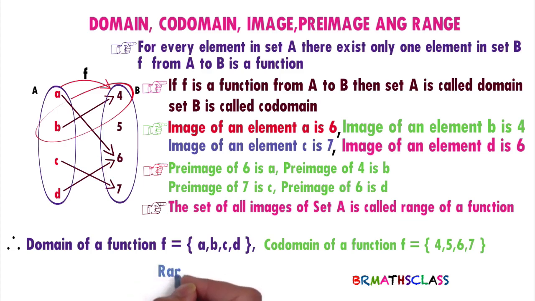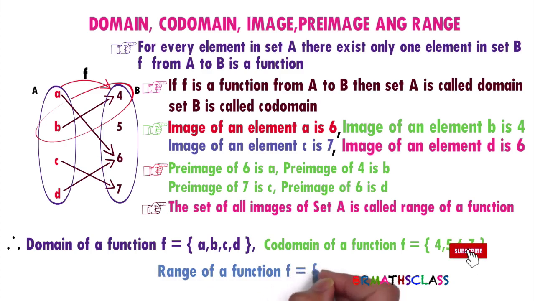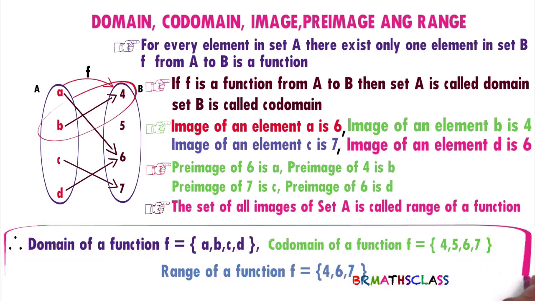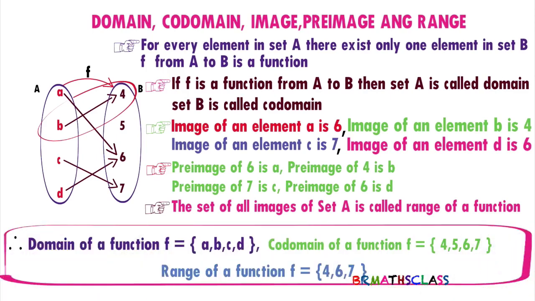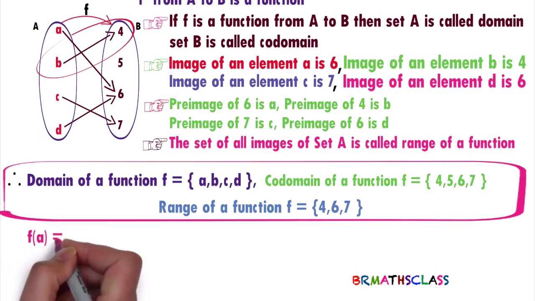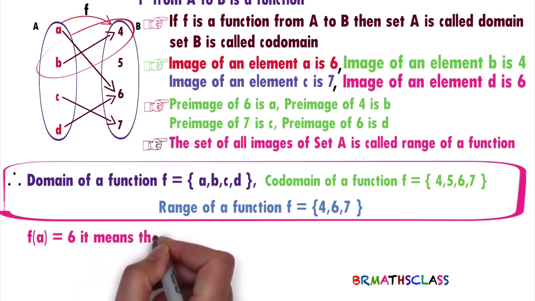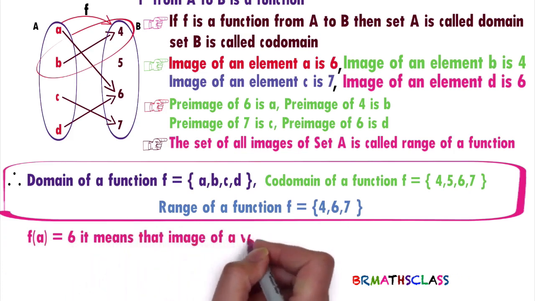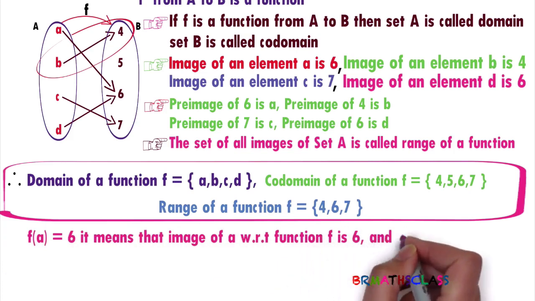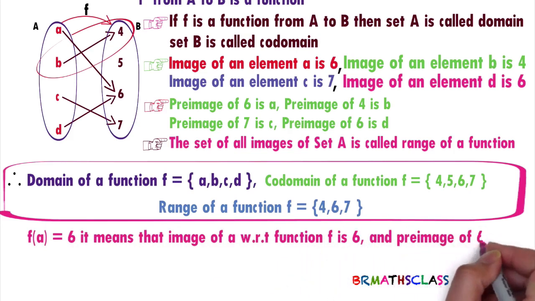Range. Range of the function is what? Set of all images: 4, 6, 7. In this we don't get the element 5. 4, 6, 7 are the set of all images of set A. We often write like this, f of A equals 6. It means that image of A with respect to f is 6 and pre-image of 6 is A.